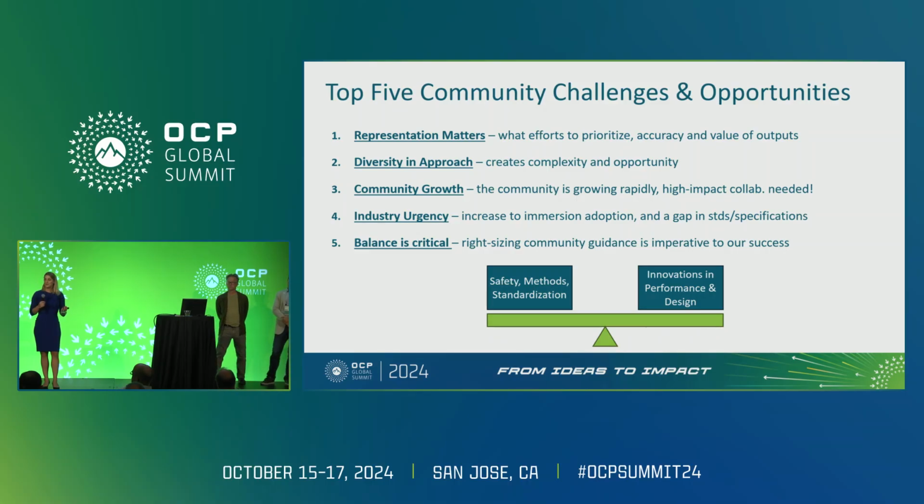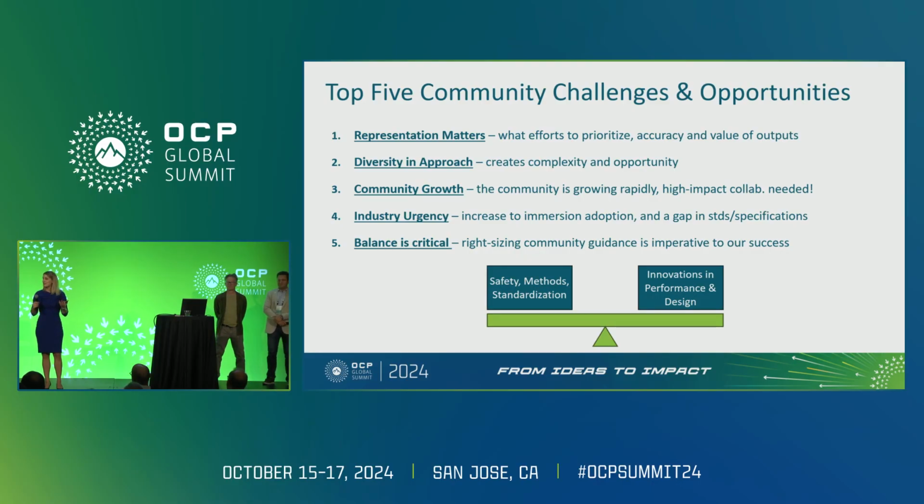In the solutions community, some of our top challenges and opportunities are listed here, and I think they're fairly straightforward. The first one really is that representation matters. And again, if you're able to fill out that survey, that helps us to make sure that we're prioritizing the right things to fit the needs of the community and to really enable adoption of immersion cooling at scale in the industry. There's importance to have diversity in approach and to recognize that there's a lot of diversity out there.